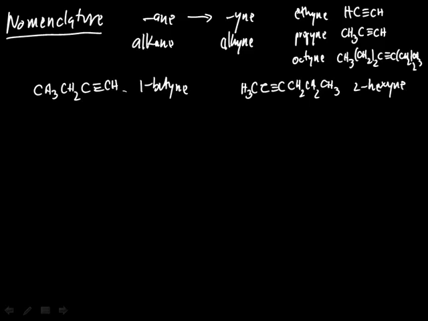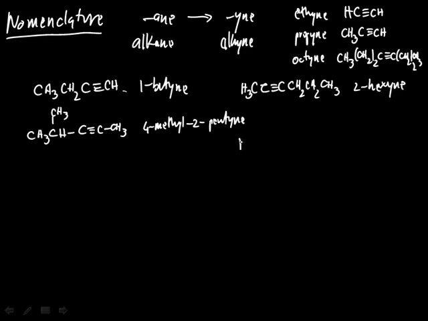And only after we assign a triple bond its lowest number, we go ahead and introduce the substituents. So in this case, we would name this as 4-methyl-2-pentyne, even though the methyl group is closer to the other end.